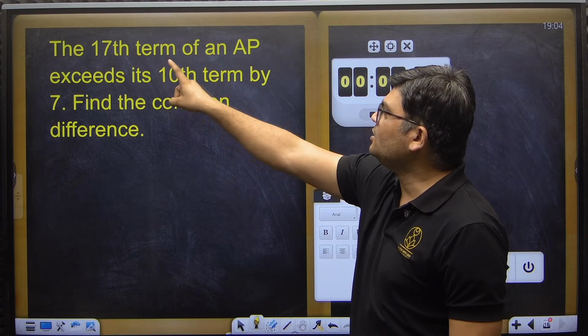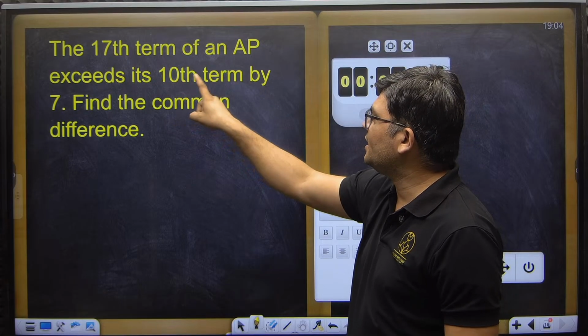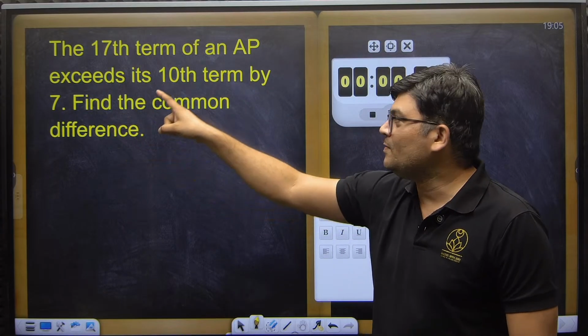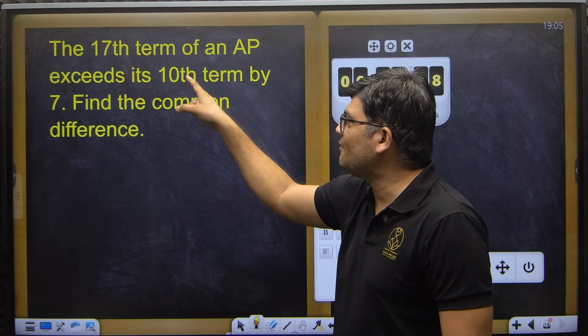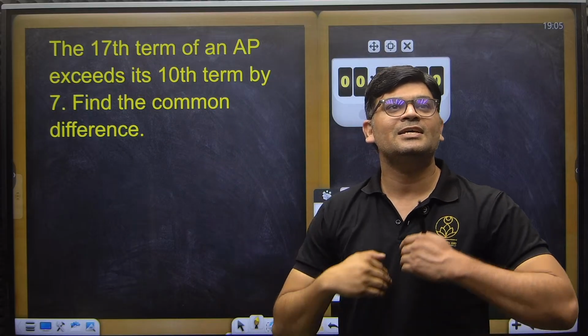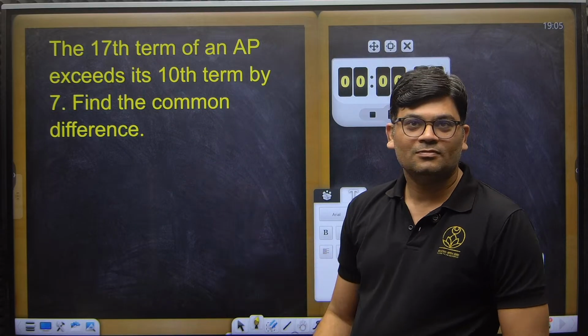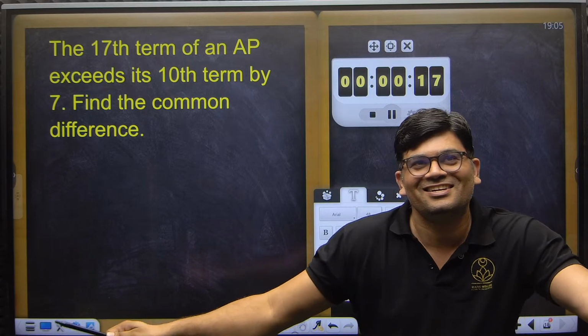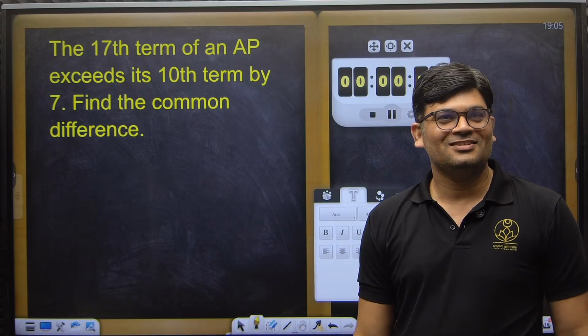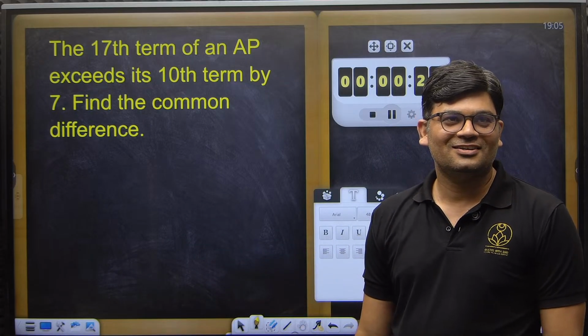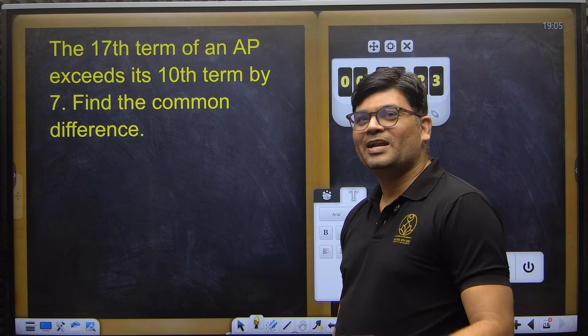So the 17th term of the AP exceeds the 10th term by 7. That means they are saying the difference between 17th and the 10th term is 7. All right. सर D is 1. Very good. Find the common difference. Understood? Yeah, D is 1. Okay. बड़ी जल्दी बता दिया तुमने यार.